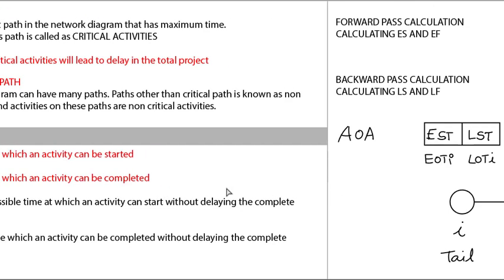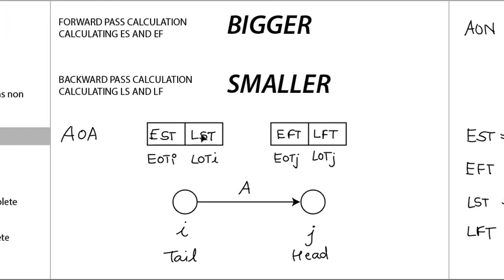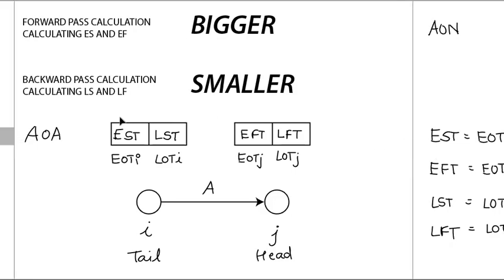Now we have forward pass calculation and backward pass calculation. We'll look into this. Just remember these keywords, bigger and smaller. Forward pass calculation is used for calculating early start and early finish time, and backward pass is used for LS and LF, that is late start and late finish. We will be solving mostly on activity on arrow. We'll solve a few examples for activity on node also. You decide which one you are favorable for.